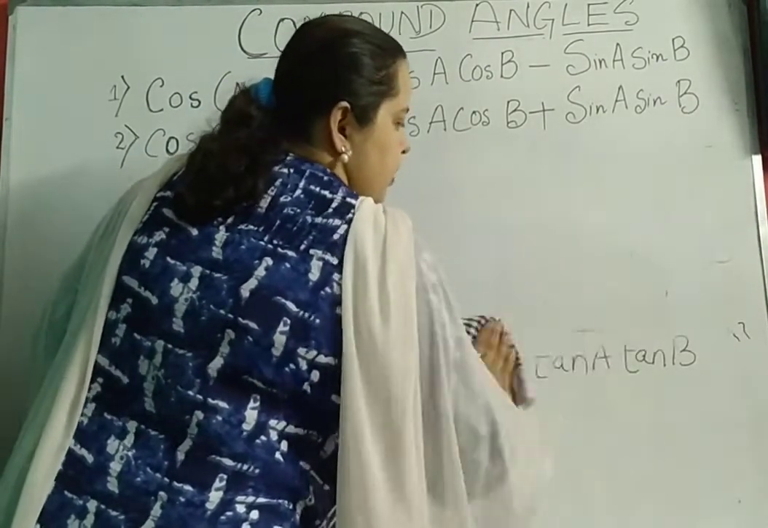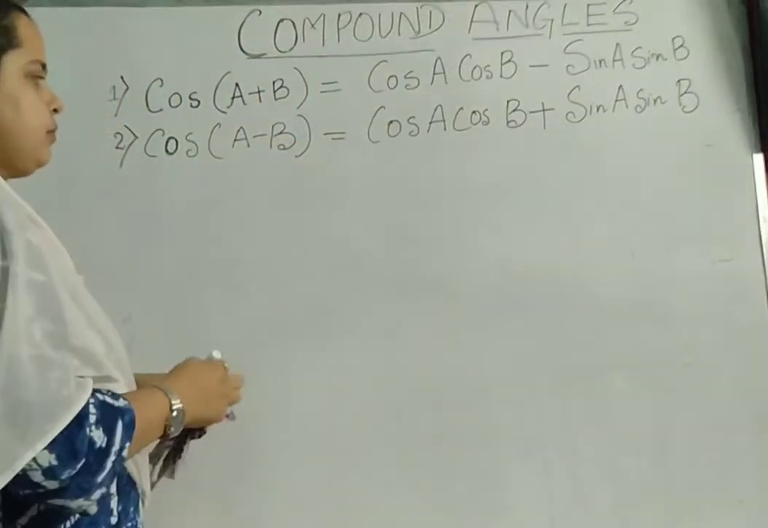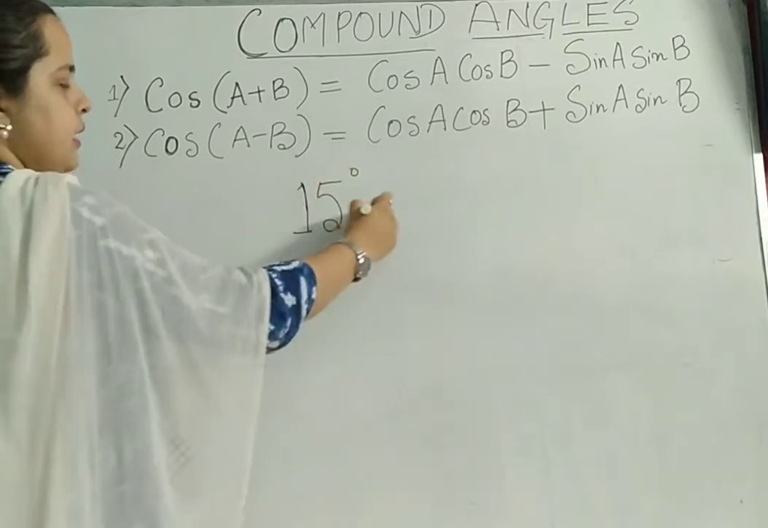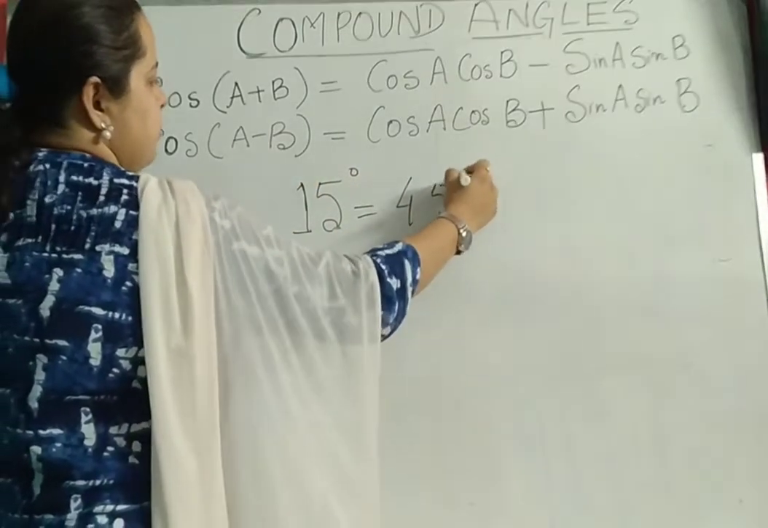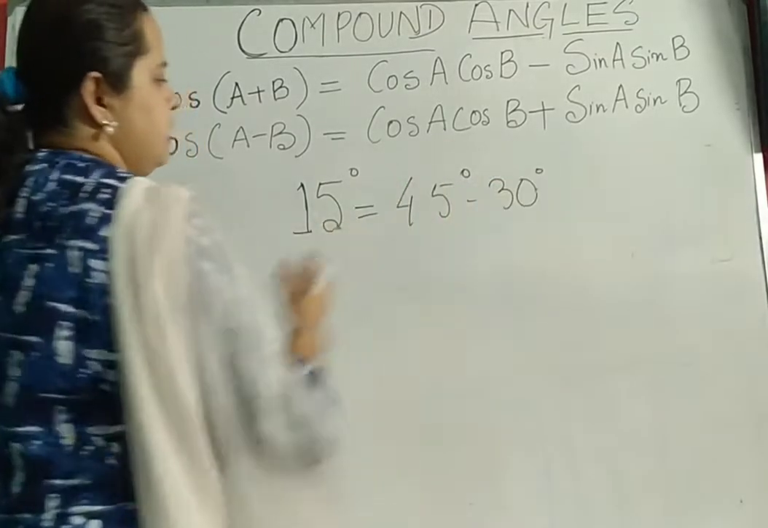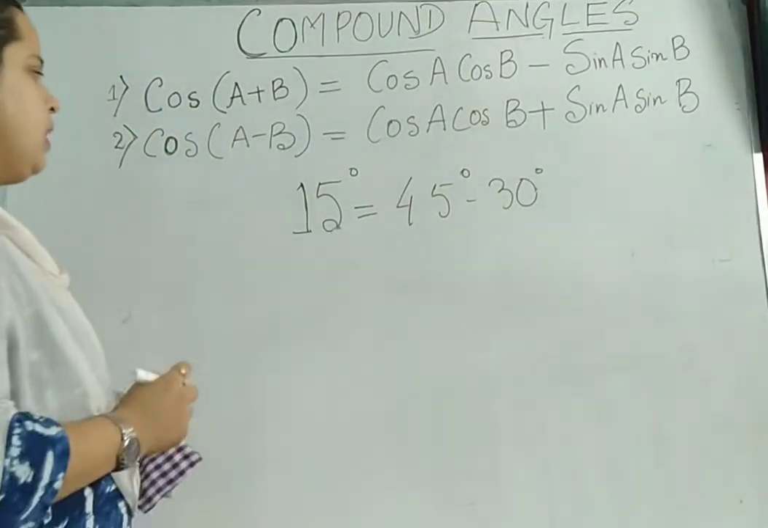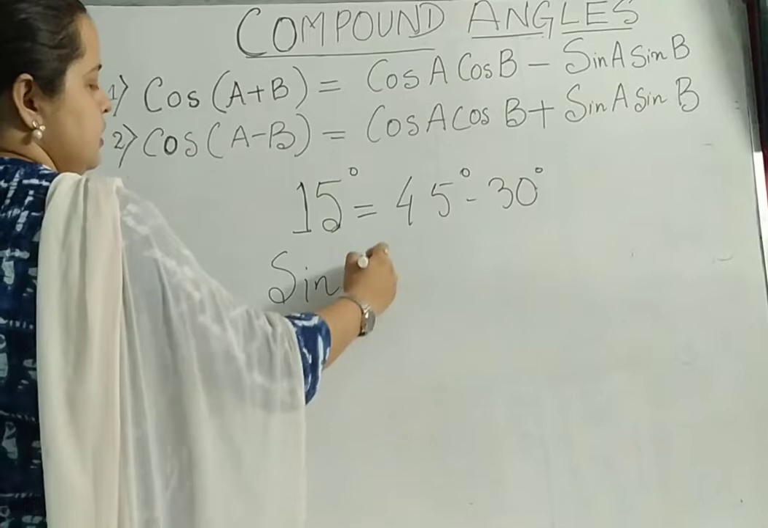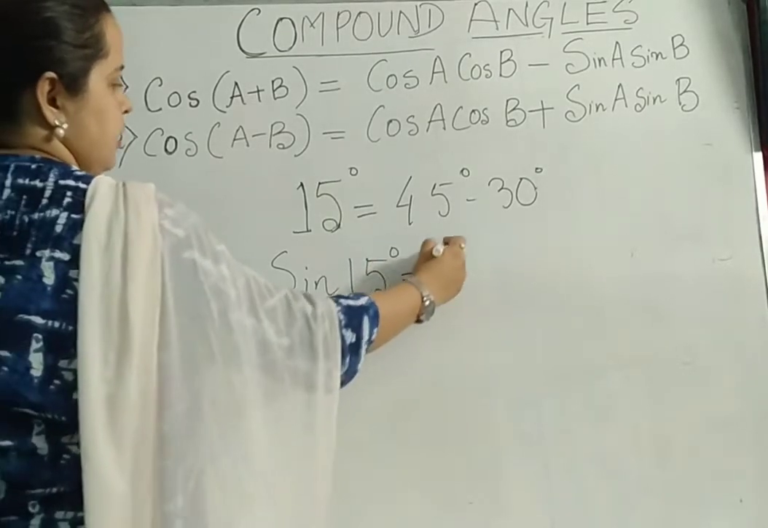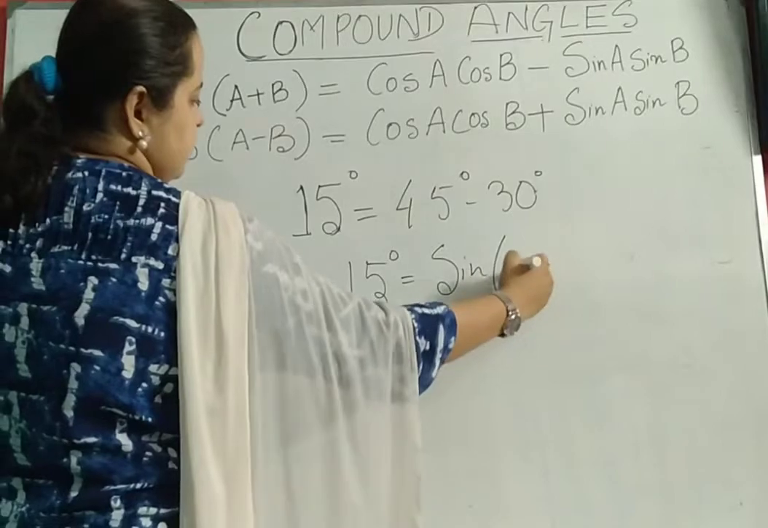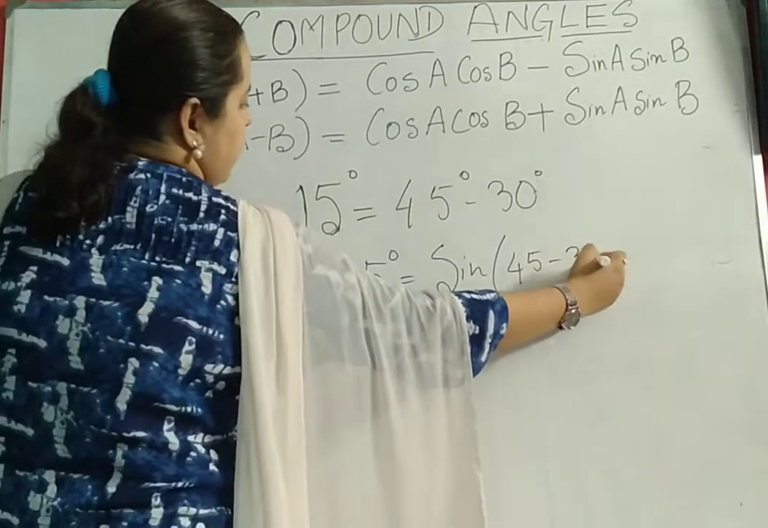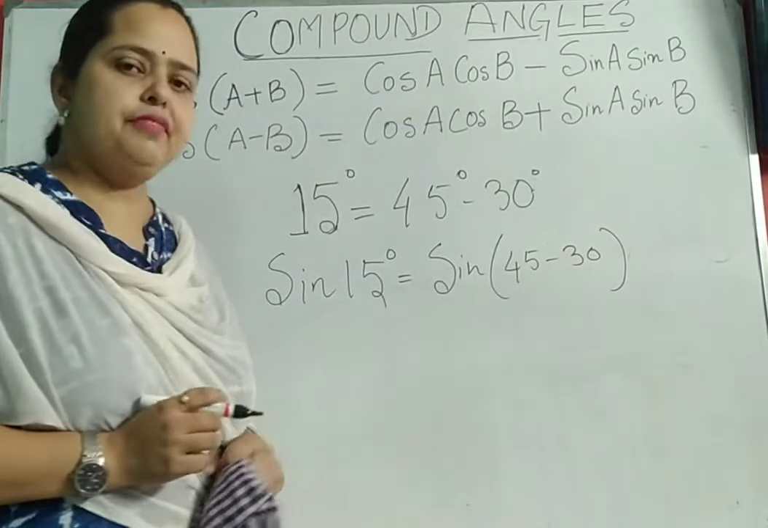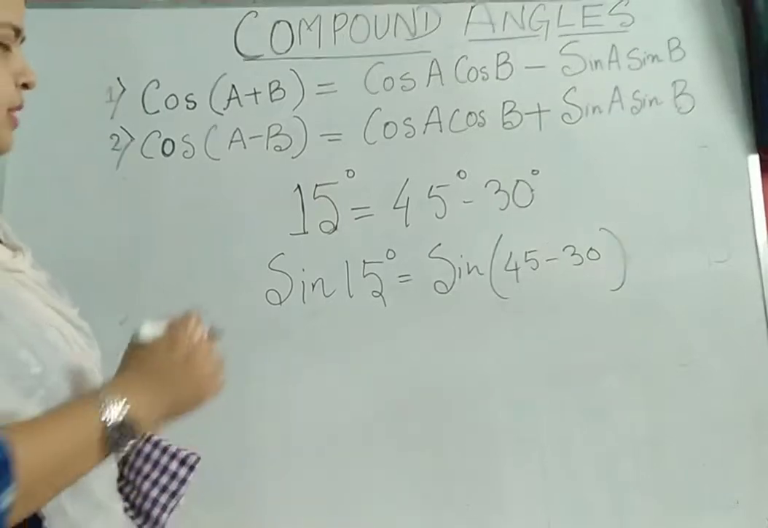Please do follow. Now, what is your 15 degree can be written as? It can be written as 45 degree minus 30 degree, isn't it? Okay. Then, if I am interested in finding the value of sine 15 degree, taking sine on both the sides, I can write down or derive the formula of sine 15 very easily. I hope it is very clear to you.